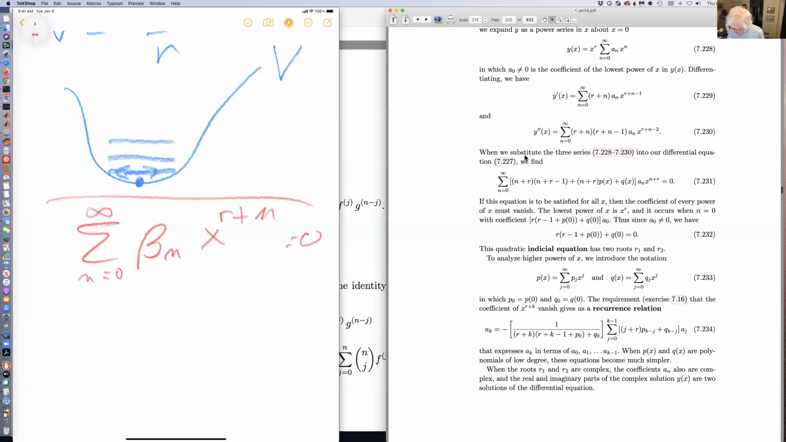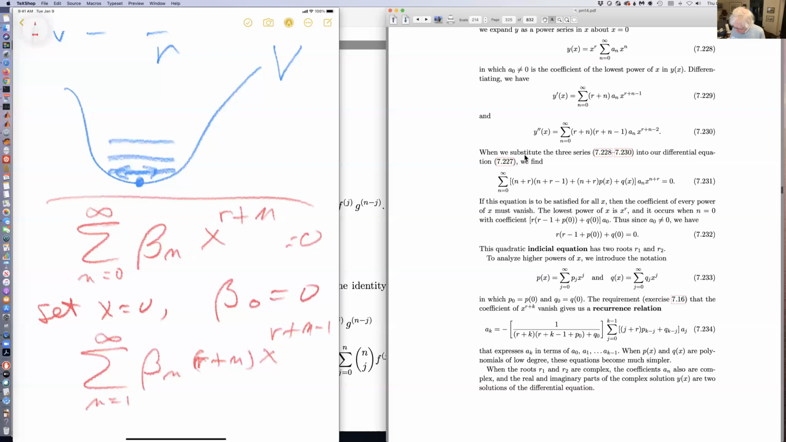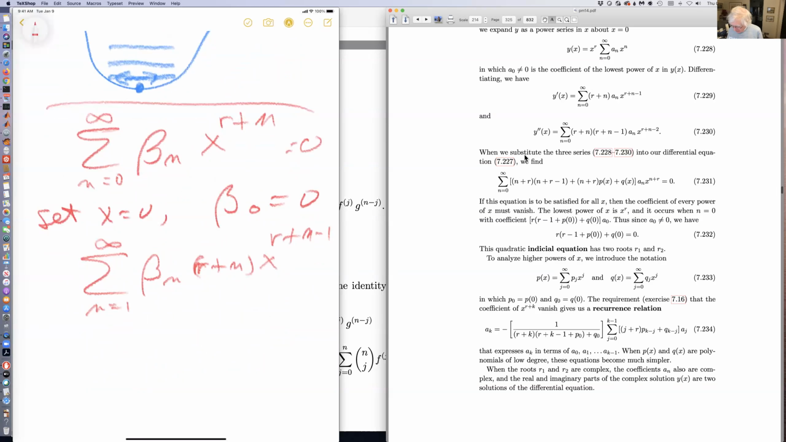First we just set x equal to 0. And everything vanishes except beta 0, so that tells us that beta 0 is 0. Then we take the first derivative of this, and we get a sum of beta sub n, r plus n, x to the r plus n minus 1, and now we're summing from n equals 1 to infinity. Once again, we set x equal to 0. The lowest order term here is beta 1, and that one has to be 0, and so forth. That's how you do that.